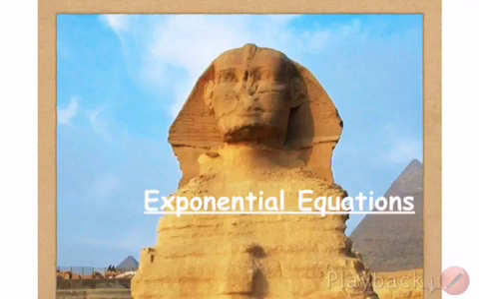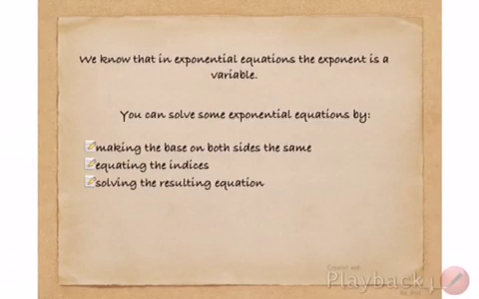Hi guys, just a quick lesson on exponential equations. So the idea is that the exponent will be the variable, and you're trying to solve for that exponent, okay? So we're trying to work out what the variable is equal to. The idea is you make the base on both sides the same, and therefore you can equate the indices and solve the resulting equation.